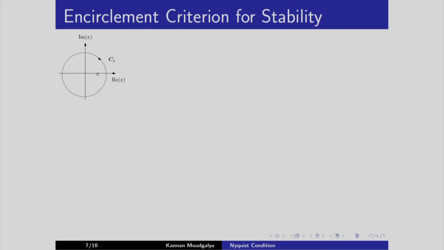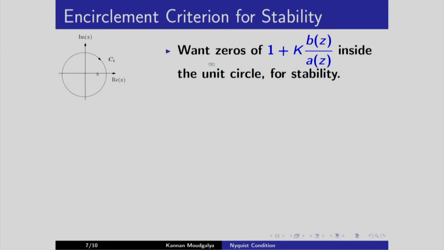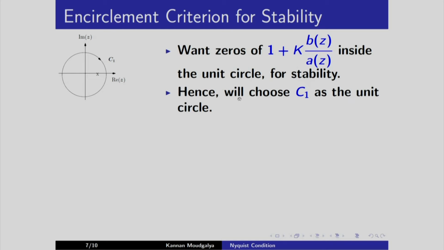Now we will look at the encirclement criterion for stability. We would want the zeros of this factor which we saw in the previous slide to be inside the unit circle for stability. I have drawn the unit circle here, hence we will choose C1 as the unit circle. Recall C1 we discussed in the Cauchy's principle. Because we want the zeros of this factor inside the unit circle, we would choose the unit circle as C1. So here is the unit circle, and C1 is taken in the clockwise direction. Once again, ignore this cross mark here.